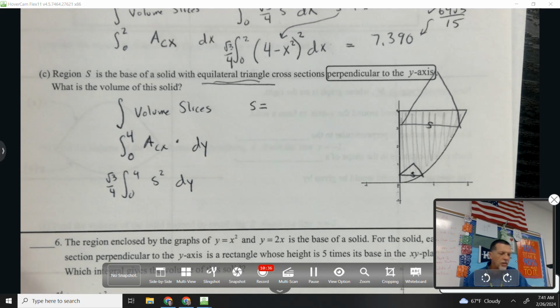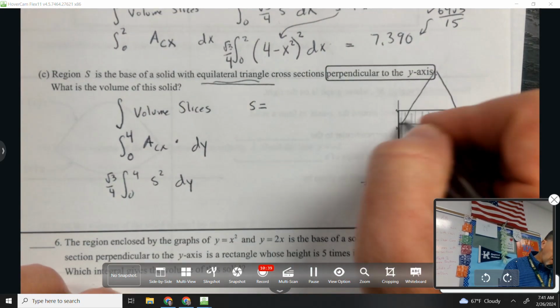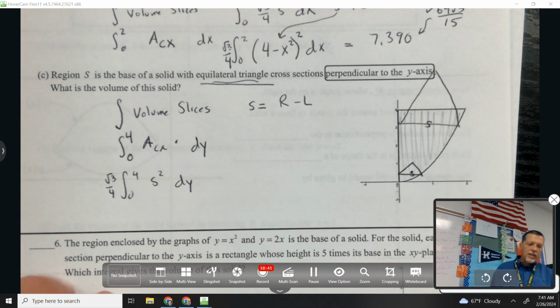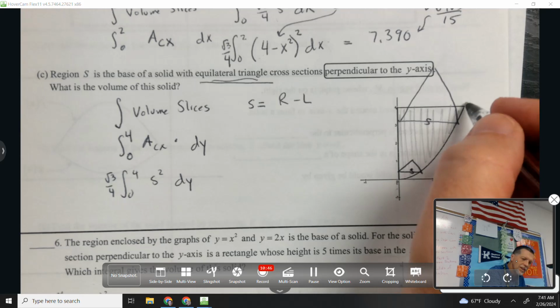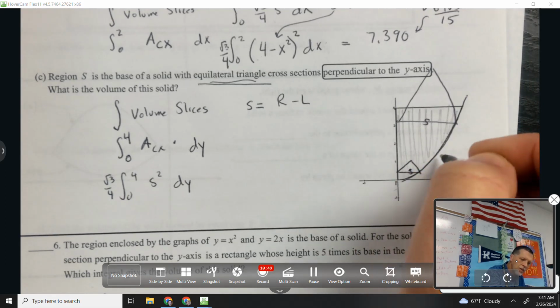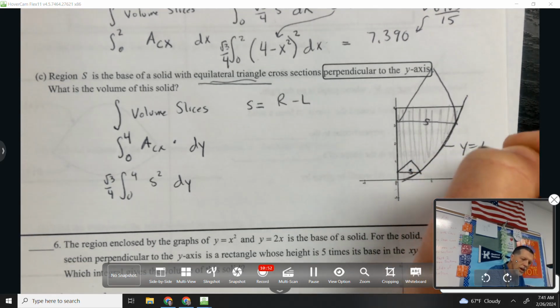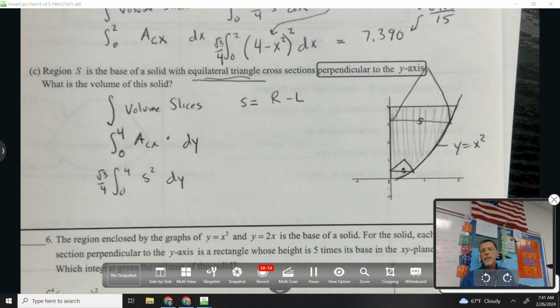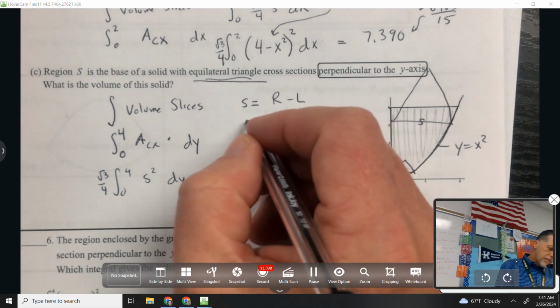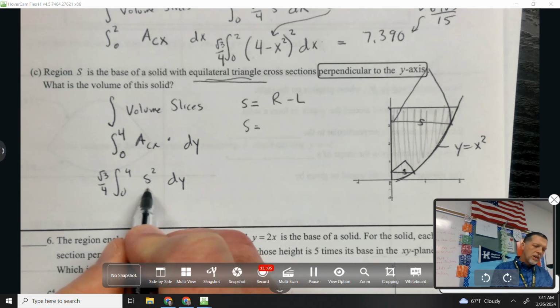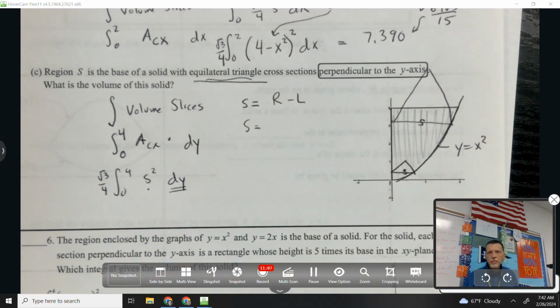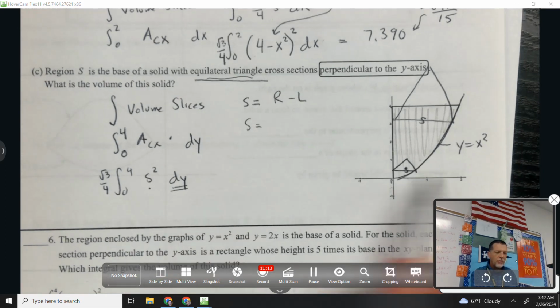So I look at my picture, and my brain thinks, well, it's the right minus the left. That's one way to say it. The left is 0, so that's easy. But the right is this piece, which we said was y equals x squared. But I need to be careful because I need my expression to be a y expression. I can't use x squared if I've got dy.